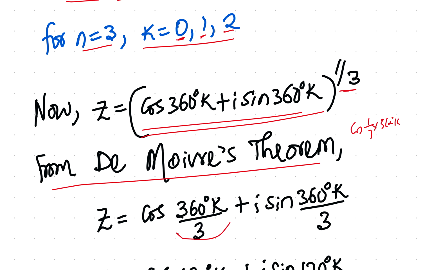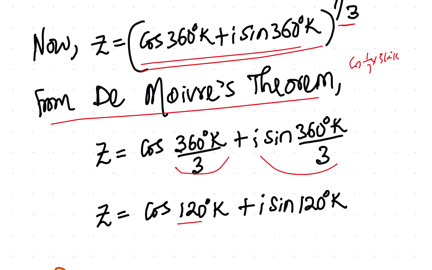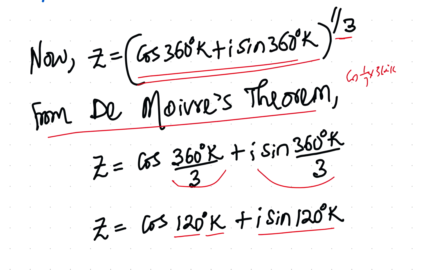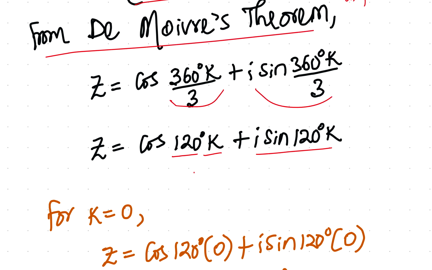360 degrees k over 3 is actually 360 over 3, which is 120 degrees, then that k, plus I sine 120 degrees, that k. Now, to get the specific cubic roots, you already know we are taking k to be 0, 1, 2, because n is 3. We're talking about cubic, okay?